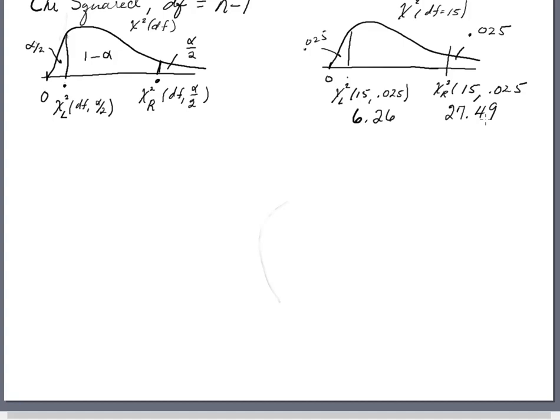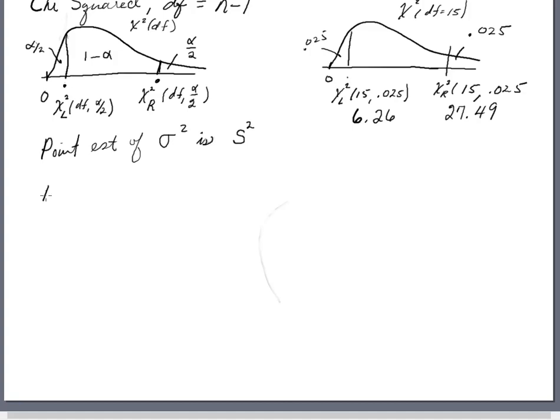Now, with practice, that won't be difficult. Now let's think about a confidence interval. We know a point estimate of sigma squared is s squared. But we want a confidence interval.